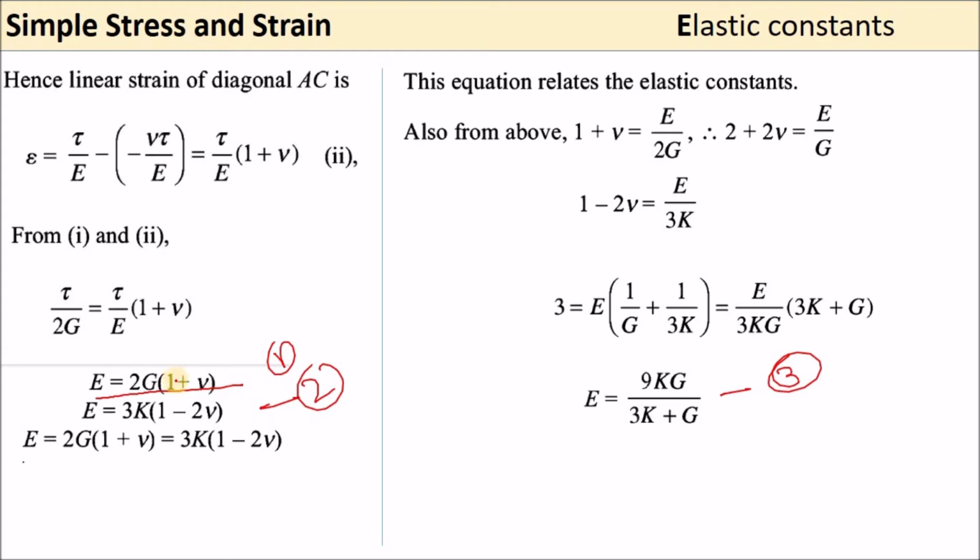There is no scientific reason. If you are writing 2G, we are adding plus here. If you are adding 3K, we are doing minus here. Like that you can remember. If 3 is coming, we are putting minus. If 2 is there, we are putting plus. Like that you can remember. There is no scientific reason.